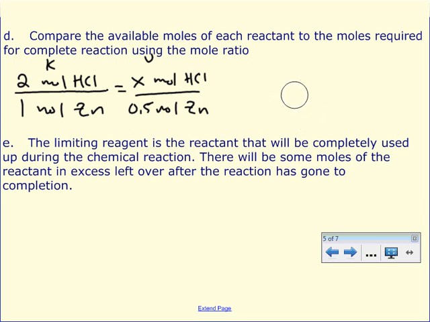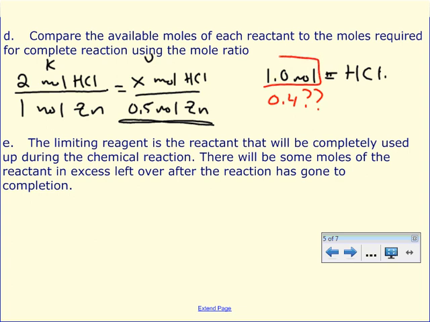And let's see. Doing some quick cross multiplication math, I'm going to find out that I'm going to need 1.0 mole of HCl, because 0.5 times 2 is 1 mole. So I'm going to find out I need 1 mole of HCl if I use up all of my zinc. Now, do I have 1 mole of HCl? No, I only have 0.4. So that means if I have too much of this that I need, this means that HCl is going to be my limiting reagent.